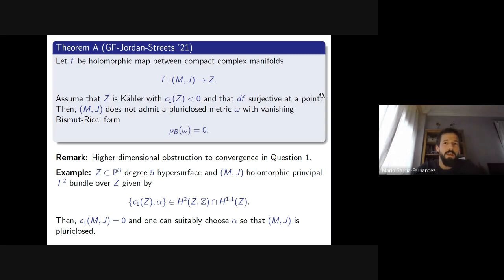So like trying to disentangle what sort of stability conditions are related to the existence of these Bismut-Ricci flat pluriclosed metrics. And of course, ideally, one would like to characterize long time existence and convergence of the pluriclosed flow along these lines. Already from this, we observed that this is related to some stability condition. But we're very far from that, I guess.